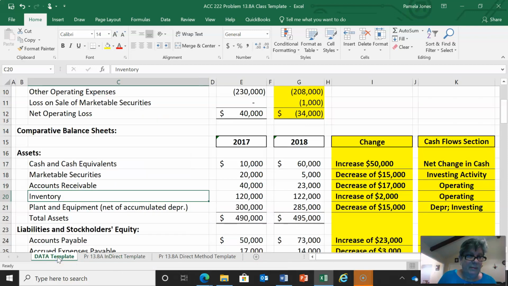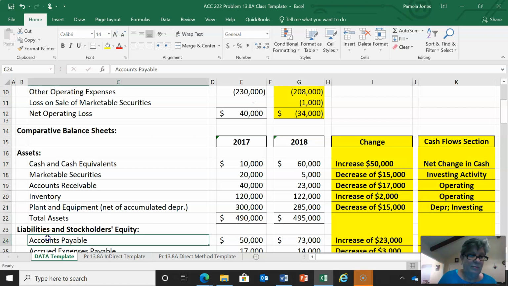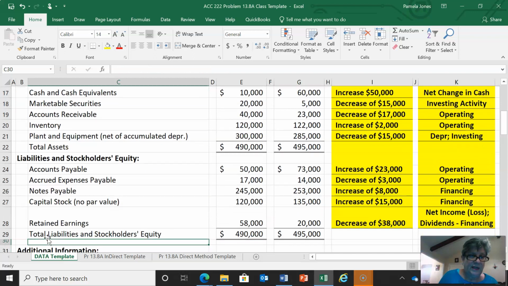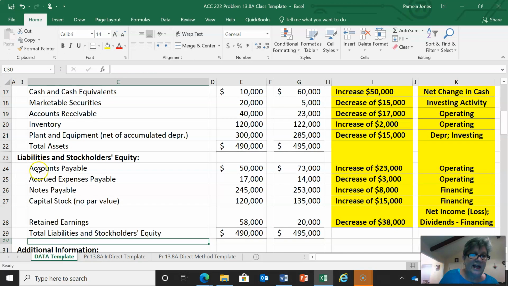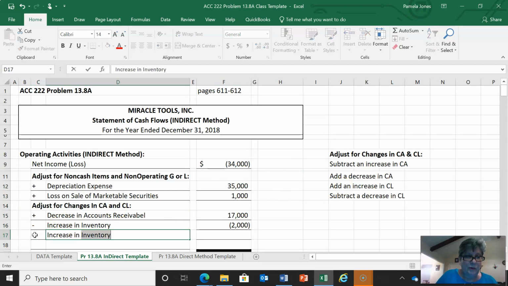All right, back to our balance sheet. The next item is plant and equipment. They're accounted for in investing activities, and we've already accounted for the depreciation, so we keep moving down. Next, in liabilities, we've got accounts payable, which increased by $23,000. So an increase in a current liability is added. So we'll add that increase in accounts payable. That was $23,000.